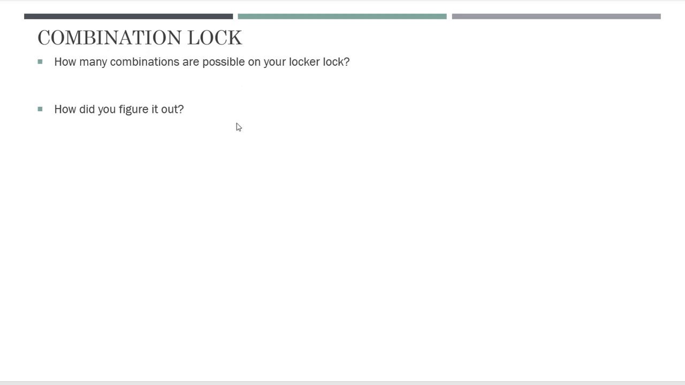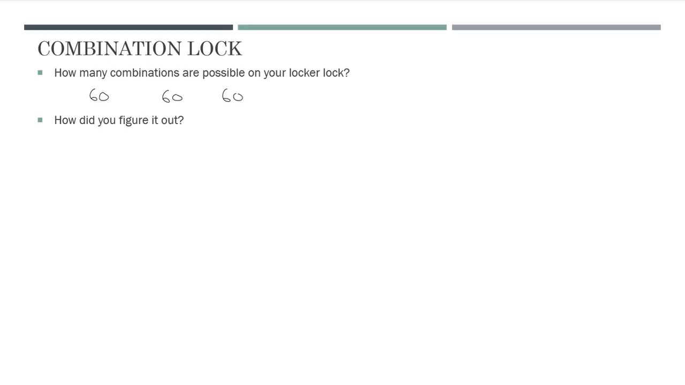So your combination lock. Well, how many combinations are possible on your lock? And how would you figure that out? Well, go look in your combination lock. How many different digits are there on there? Some of them vary in amount depending on which one you have. I think normal is 60, and usually we do that 3 times. So you have a choice of 60, choice of 60, and choice of 60.